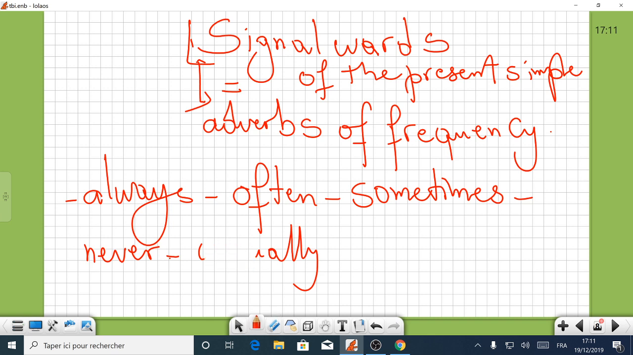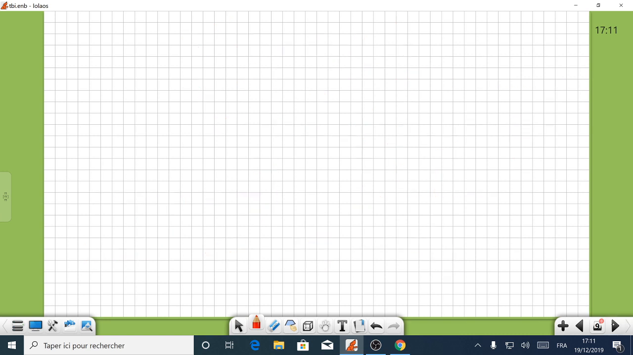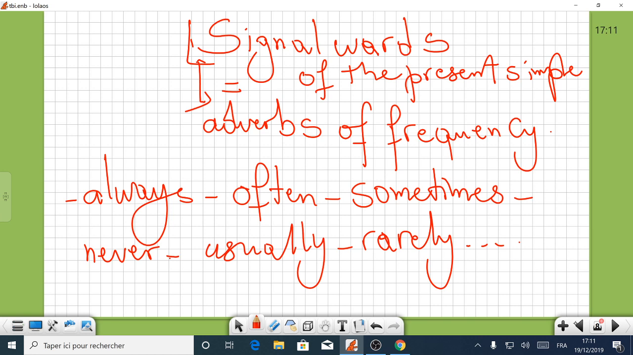usually, and we have rarely, etc. So whenever we see these adverbs, we should put the present simple. So these are what we call in English signal words, which are used with the present simple. So whenever we see always, often, sometimes, never, usually, rarely, occasionally, seldom, etc., we use the present simple. So now let's go and do some practice.